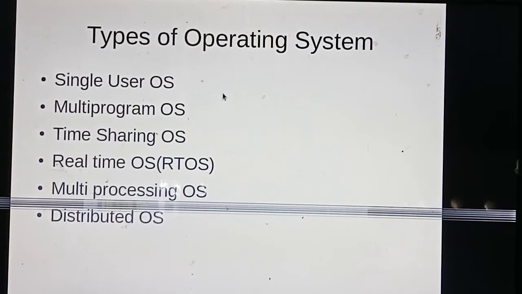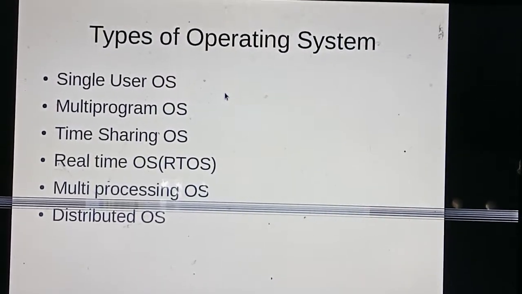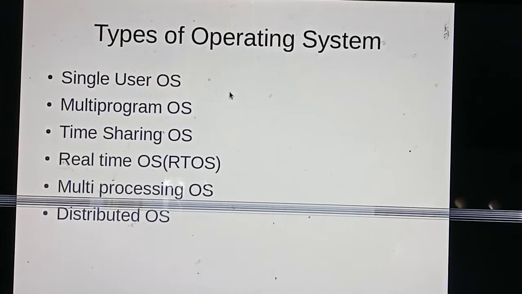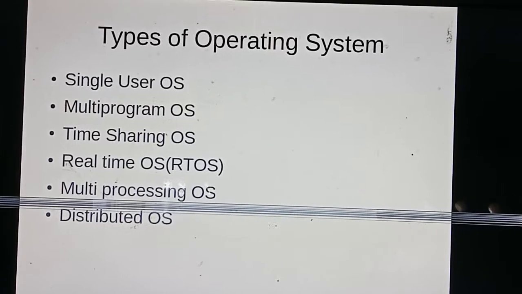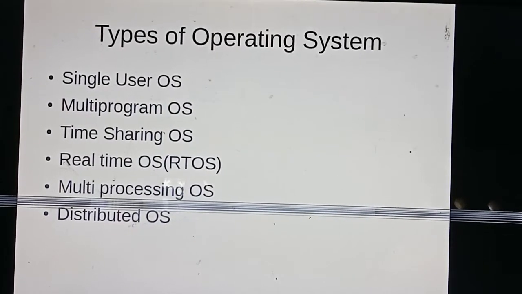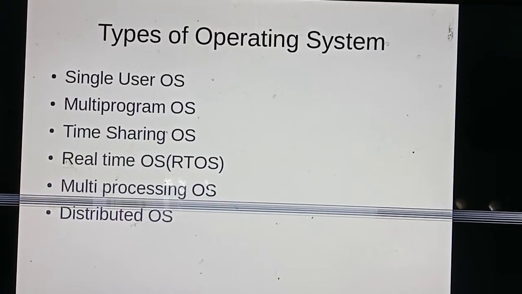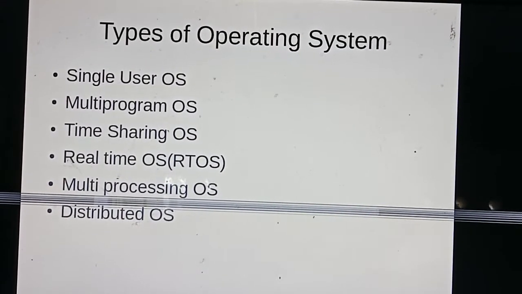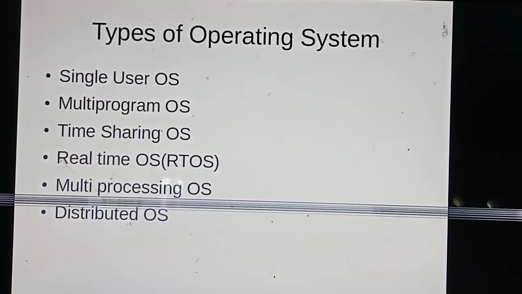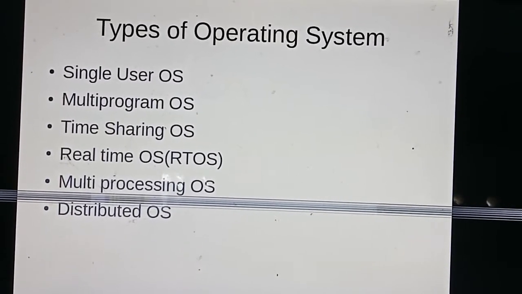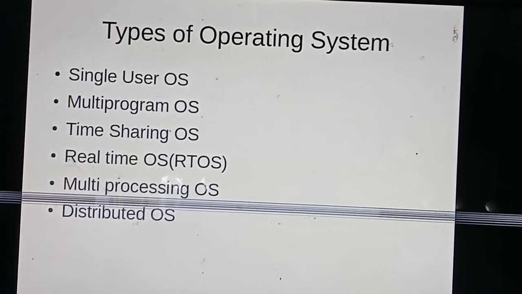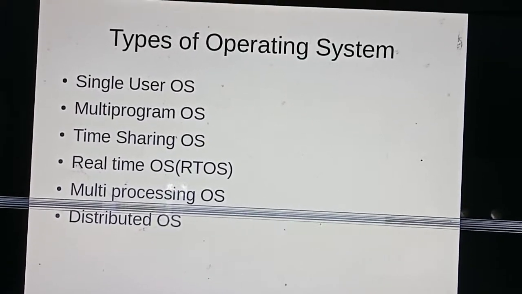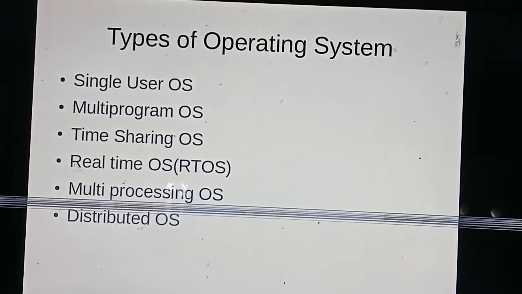Types of operating system. There are 6 types of operating system. First one is single user operating system. Second one is multi-program operating system. The third one, time sharing operating system. The fourth one, real-time OS, that is RTOS. Fifth one, multi-processing operating system. The last one, distributed operating system. One by one we are going to learn in detail.